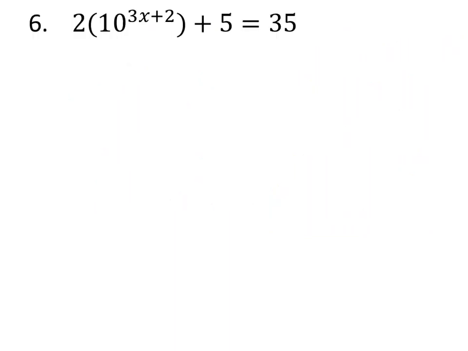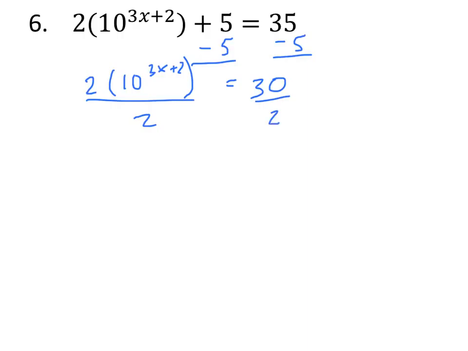Okay, for our last example, I'm again going to want to get 10 to its exponent by itself. This equation looks really intimidating, but we'll just take it one step at a time, using the same process that we've been using. So the first thing is to get 10 to its exponent by itself. I subtract 5 on both sides, which gives me 2 times 10 to the 3x plus 2 equals 30. Then divide both sides by 2. So I have 10 to the 3x plus 2 equals 15.